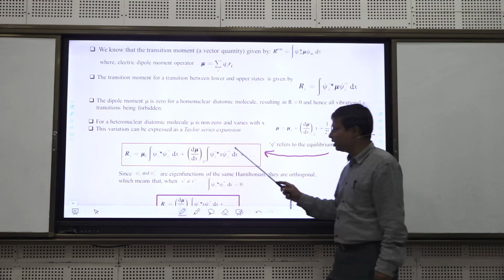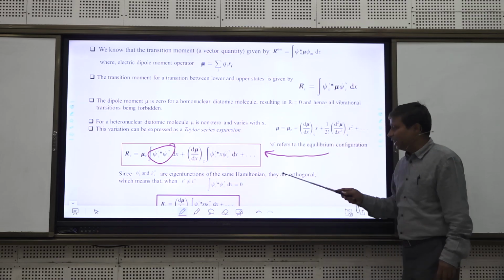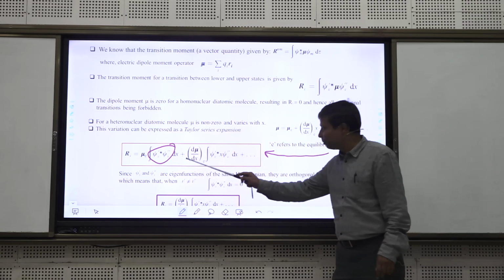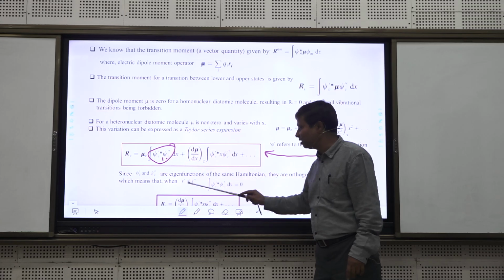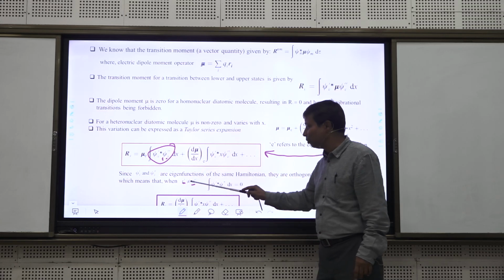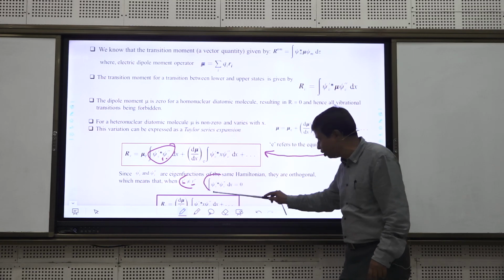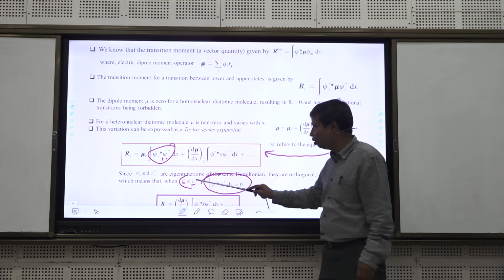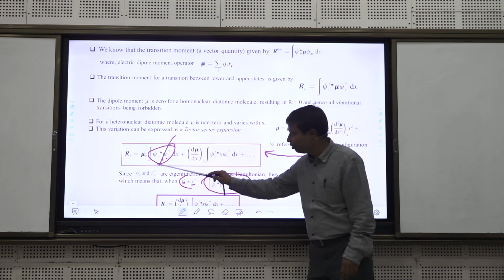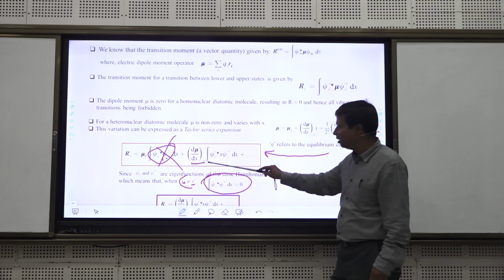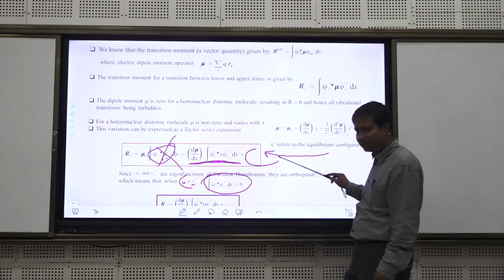Now in this expression, these two wave functions are the eigenfunctions of the same Hamiltonian, and that's why they are orthogonal, and the integral is 0 unless v prime is equal to v. This will be 0 unless these are the same. So this term is 0. So what is remaining? The next most contributing term is this one, others will be less contributing.